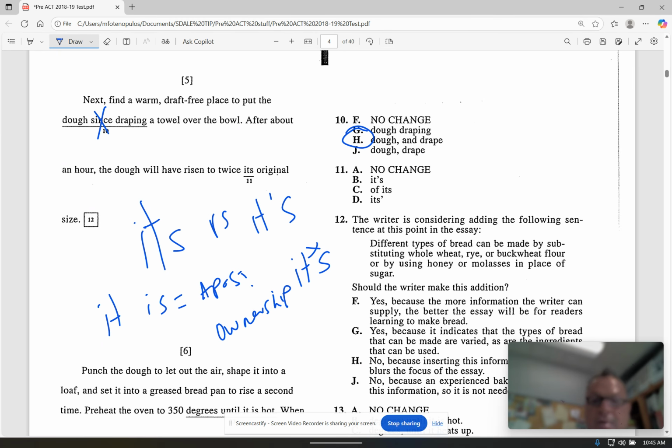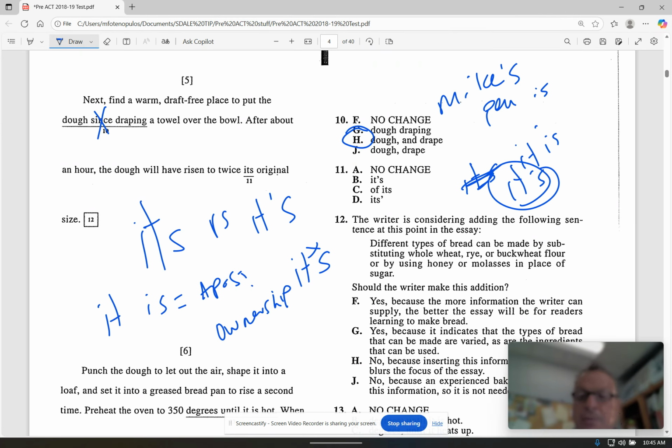And I know that sounds crazy because if I were to write Mike's pen is hard to write with, Mike owns a pen. So there's Mike's pen. It gets the apostrophe, but not when you're talking about it. Its does not, because it is what gets the apostrophe in English rules. Again, they just want to test you on that, and it's on every test. So again, on this one, we would leave it alone, and we would say this is no change right there.